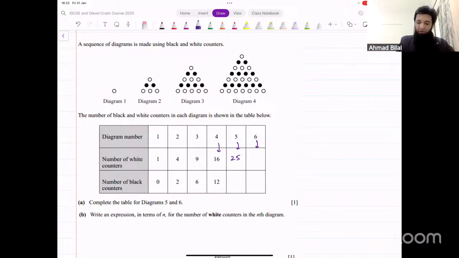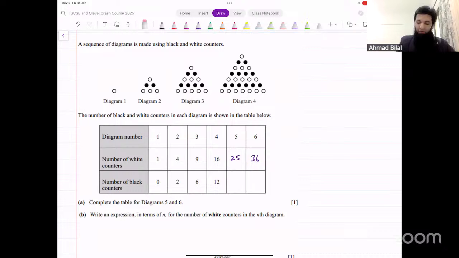And then the next one should be 6 squared, which is 36. Now it's an exponential sequence, but you did not really have to use a specific formula for the exponential sequence. You could just figure it out yourself if you remember your square numbers well. Okay. All right. So this is 25 and 36. And now we need to figure out the number of black counters.